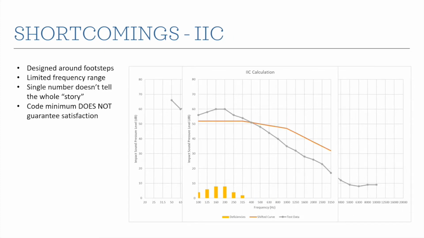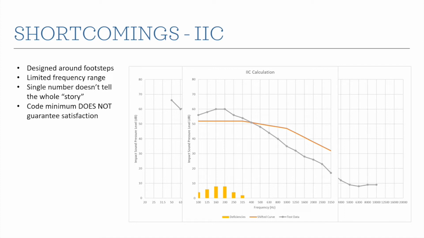All right, so now let's look at the IIC rating, the impact insulation class. It's designed around footsteps, and it too has a limited frequency range. So here's the range for the IIC calculation. It goes from 100 hertz to 3,150 hertz on the high end. But again, here's the range of human hearing.